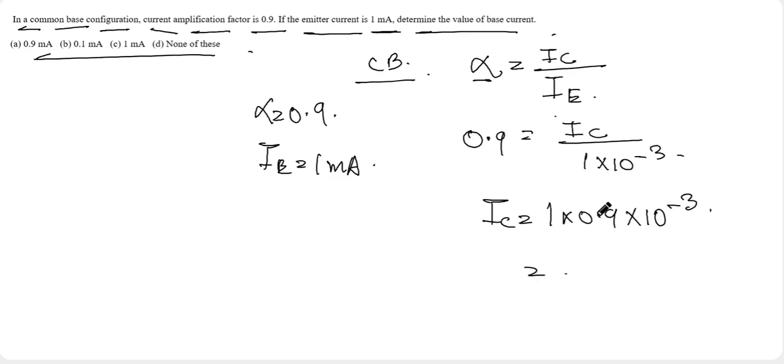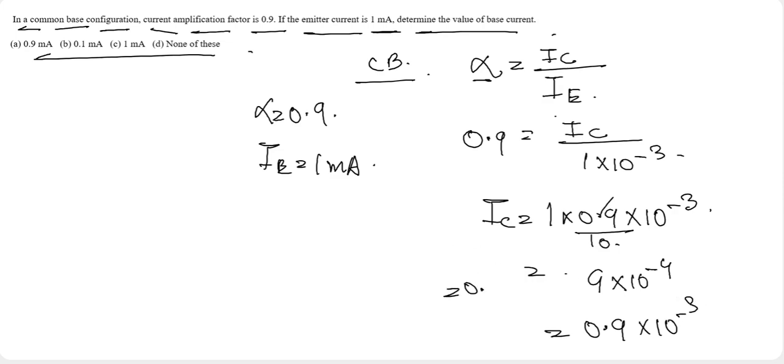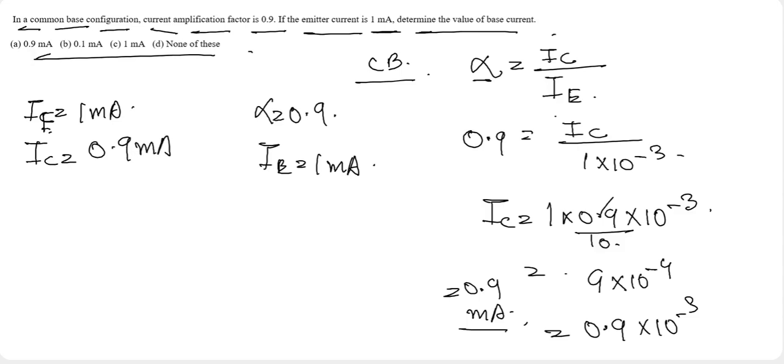If we perform the calculation, this is divided by 10. So this is equal to 9 into 10 to the power minus 4 or 0.9 into 10 to the power minus 3. So this is 0.9 milliamperes. So the emitter current is equal to 1 milliampere and the collector current is equal to 0.9 milliamperes.